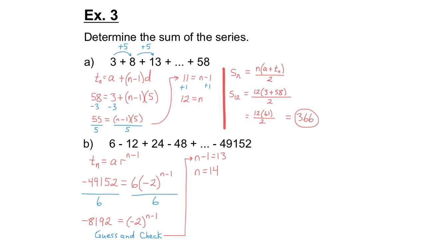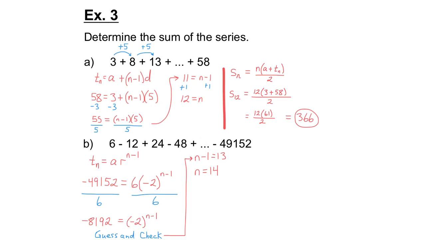Because this is a geometric series, I'm going to use this formula to solve for n. The value of my nth term is negative 49,152. I'm starting with 6. R is the common ratio, negative 2. So if I want to solve this, I can start by dividing both sides by 6. That ends up with this.